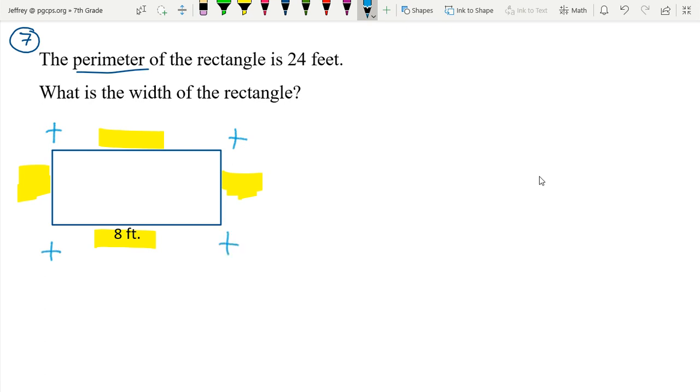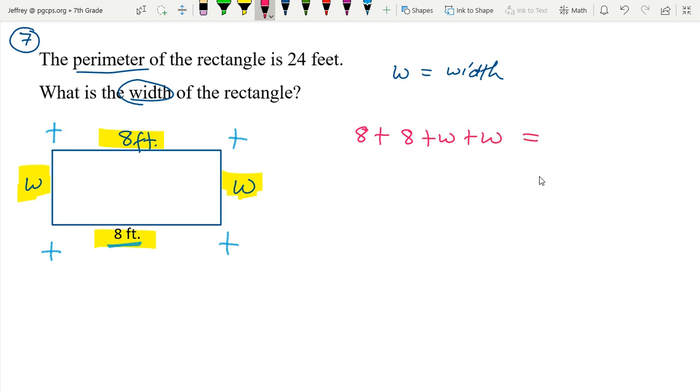Now, if this side is 8 feet, that means the top should also be 8 feet. It says, what is the width? So we're looking for the width. Do we know the width? We don't. So we represent the width with W. This is our W, and this is our W. Since perimeter means adding all sides, let's add all sides: 8 plus 8 plus W plus W is equal to 24 feet, right?